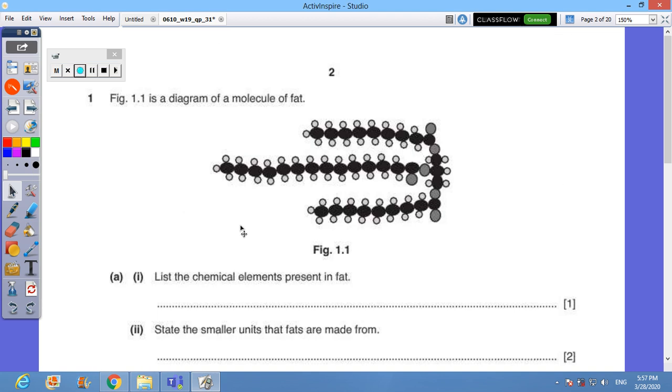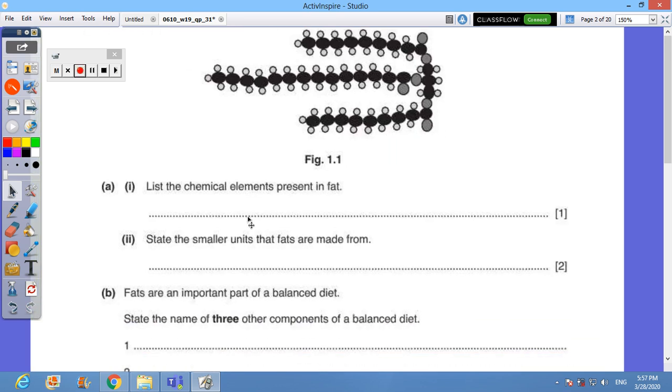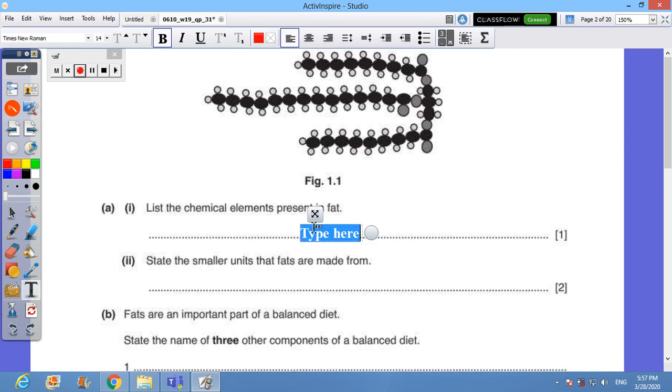The first question reads that figure 1.1 is a diagram of a molecule of fat. First part, list the chemical elements present in fat. He is asking about the elements that make up fats. He is not asking about the building units, which is a completely different question. If he asks about the building units, they are fatty acids and glycerol. But the elements that make up fats are the same ones which make carbohydrates.